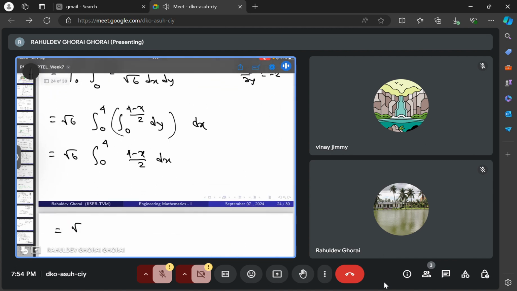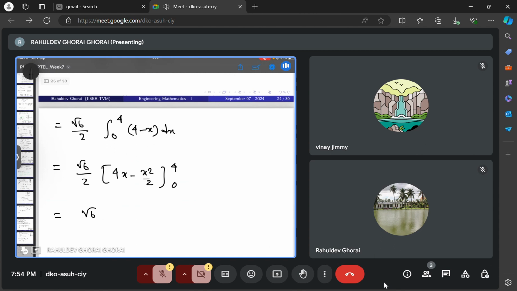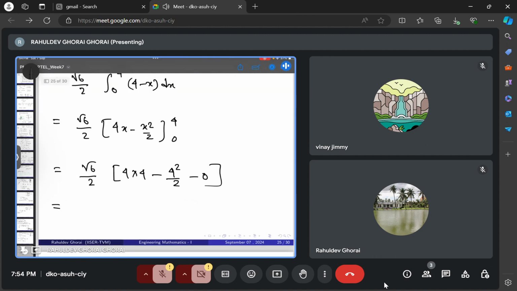Again, so that you can write as square root 6 over 2, 0 to 4 minus x dx. So that is nothing but square root 6 over 2, 4x minus x square by 2, which is from 0 to 4. So then square root of 6 over 2, 4 times 4 minus 4 square over 2 minus 0, right? That implies square root of 6 over 2, 16 minus 8. That will be 4 root 6.